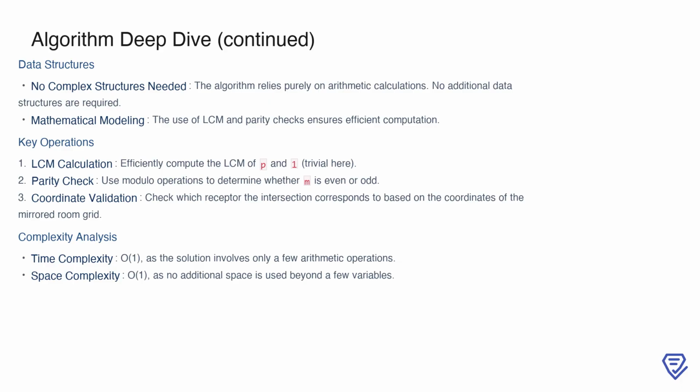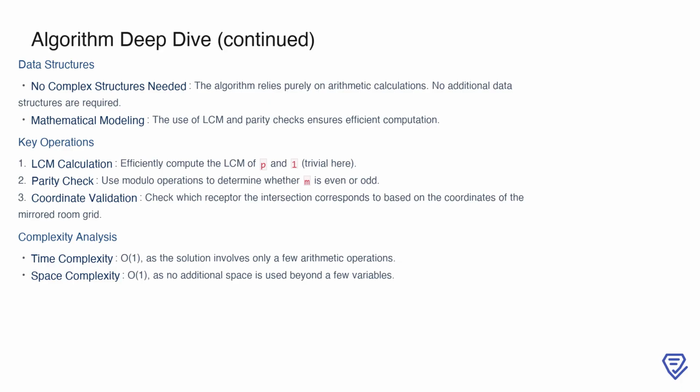straightforward. The key operations involved include computing the LCM of p and 1, which is trivial as it simplifies to p, using modulo operations to check whether m is even or odd, and validating which receptor the intersection corresponds to based on its coordinates. In terms of complexity, the solution is highly efficient. The time complexity is O(1), because the computations involve only a few arithmetic steps, and the space complexity is also O(1), as no additional space is required beyond a few variables.